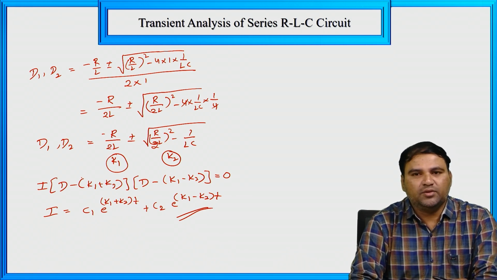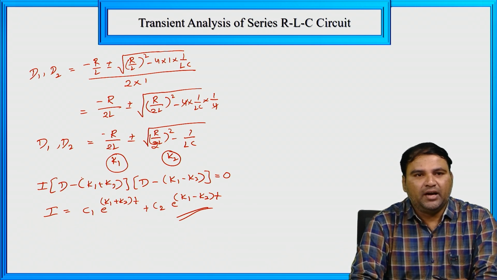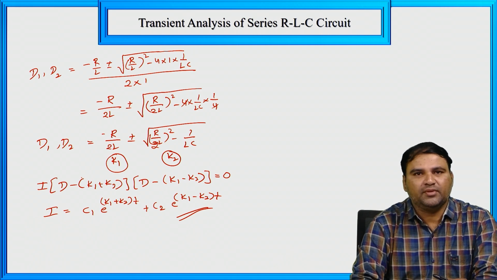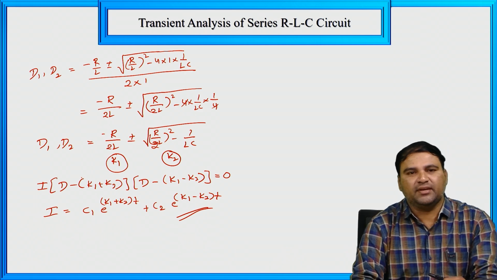Okay. So in this series RLC circuit, we have to find the roots here. After that, we have to calculate the current response, that is I equal to C1 e to the power of (K1 plus K2) T plus C2 e to the power of (K1 minus K2) T. Okay. So this is about the transient analysis of series RLC circuit with differential equation.